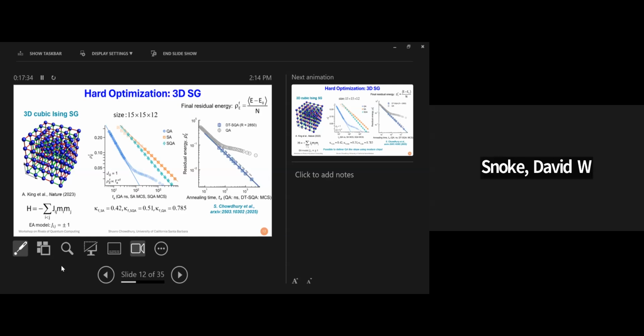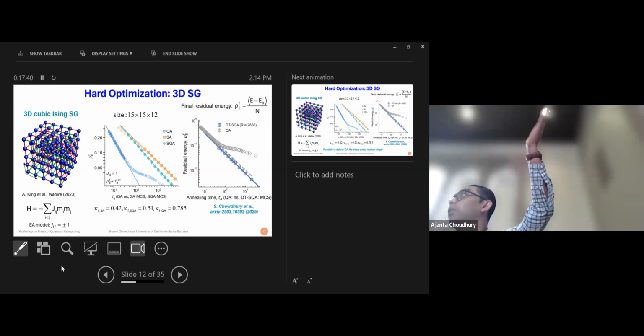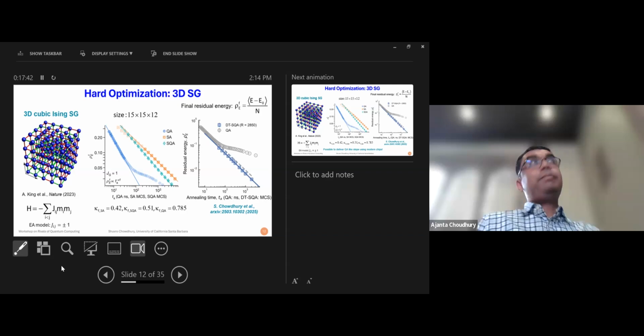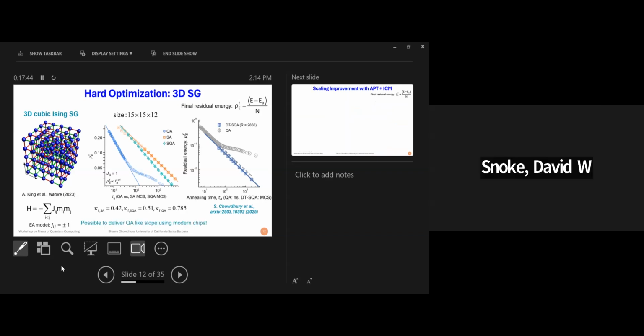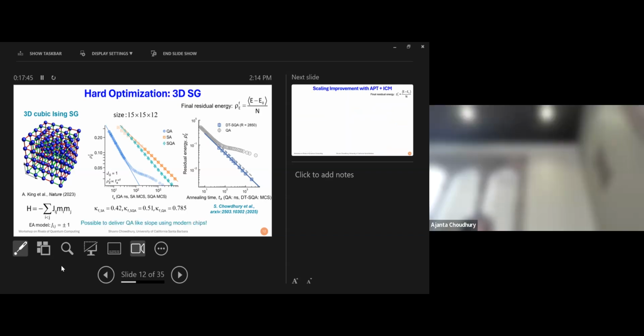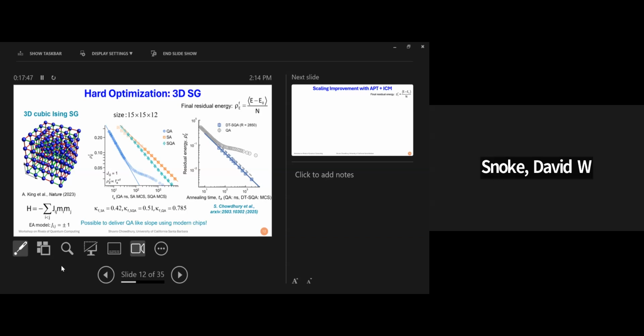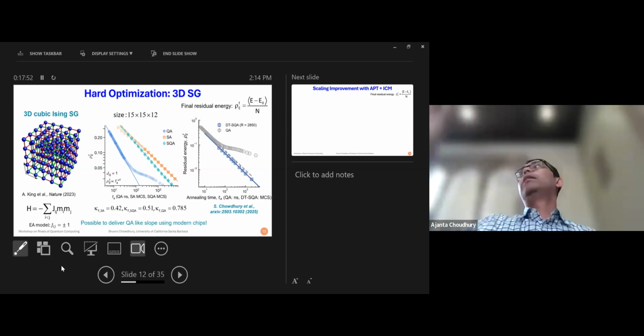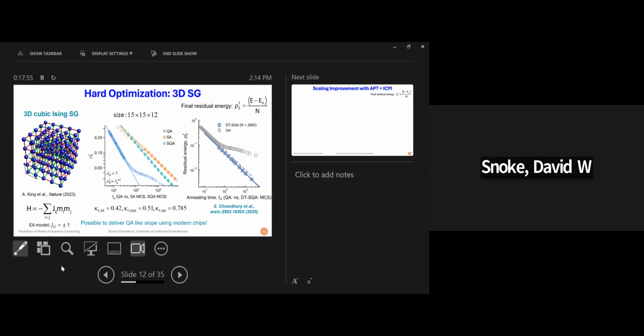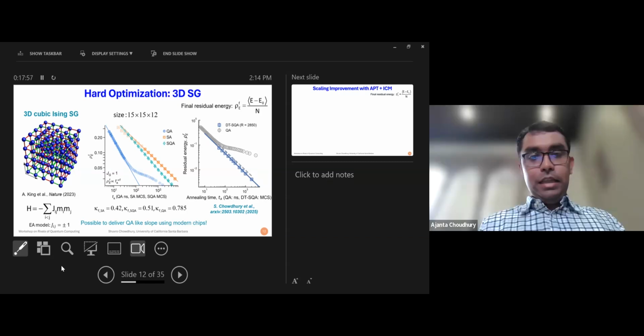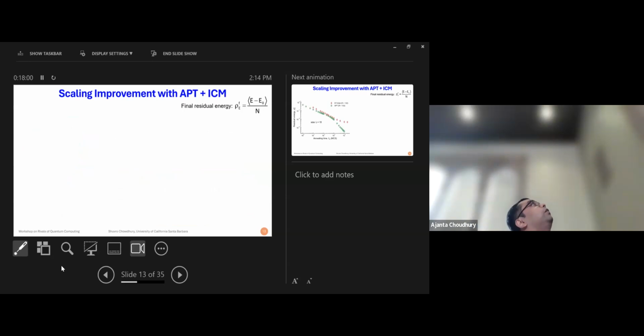If you do that, you can see that the original slope and our slope are almost similar, in fact a little better. The takeaway from this slide is that we can deliver that quantum annealing slope using modern chips, if you are given the money and the time. So that's it.